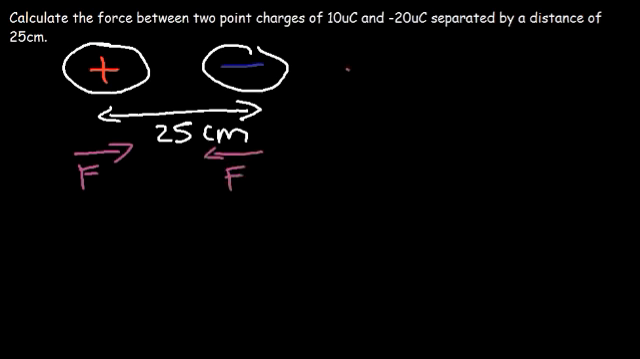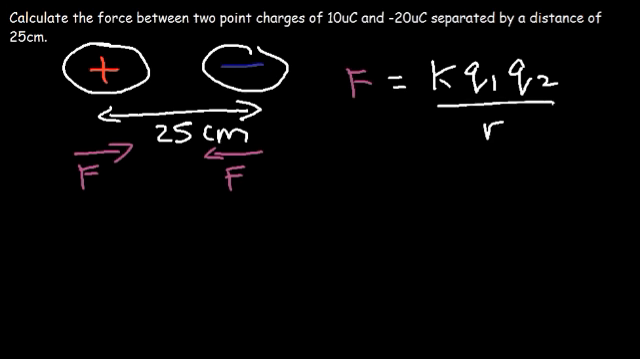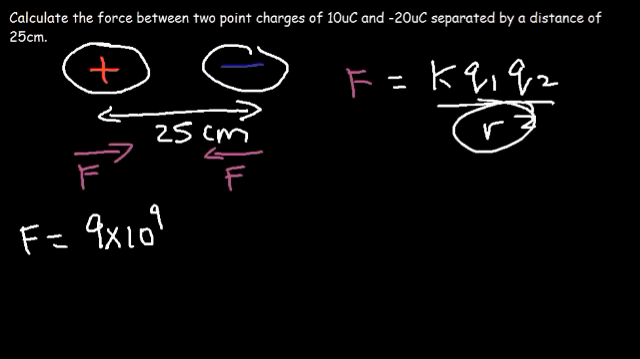Now the equation that we need is F is equal to KQ1 times Q2 divided by R squared. Now K is a constant. K is equal to 9 times 10 to the 9. Now what we need to do is convert the units. 25 centimeters. How much is that in meters? R has to be in meters for this to work if you want to get the force in newtons.